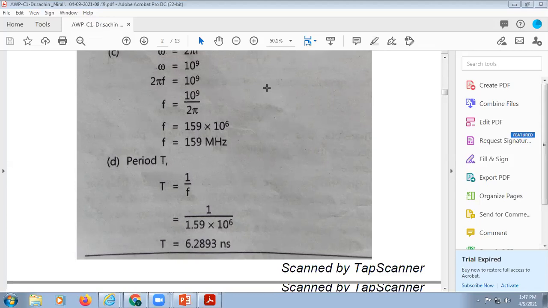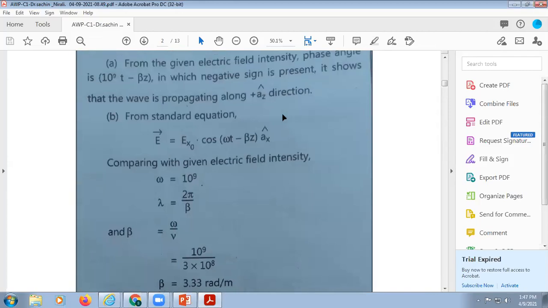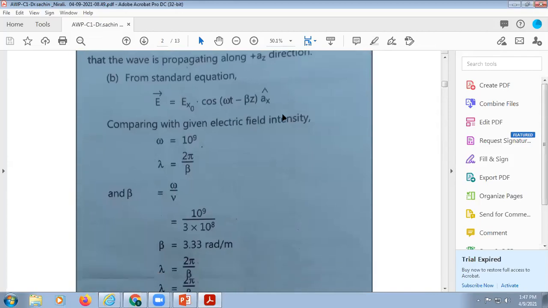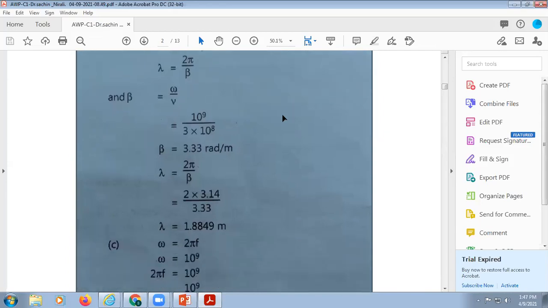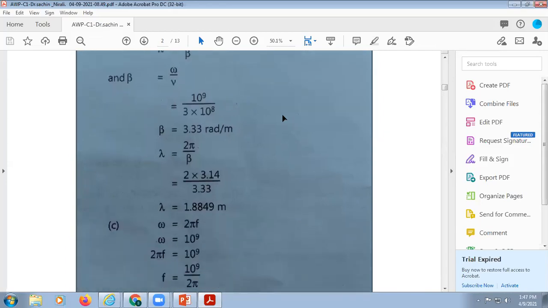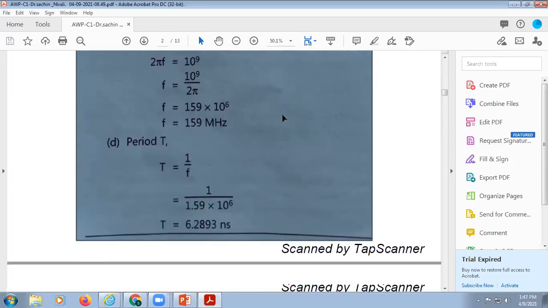All the parameters starting from the first are compared with the equation. Then the omega we got, then the lambda we got, then the beta we got, then the frequency with the help of omega is equal to 2 pi f, and last is the time period T. So T is equal to 1 by f, and that is 6.28 nanosecond.